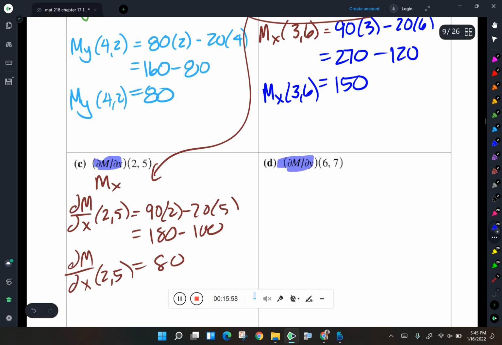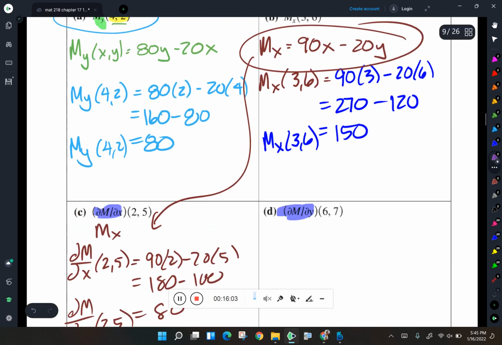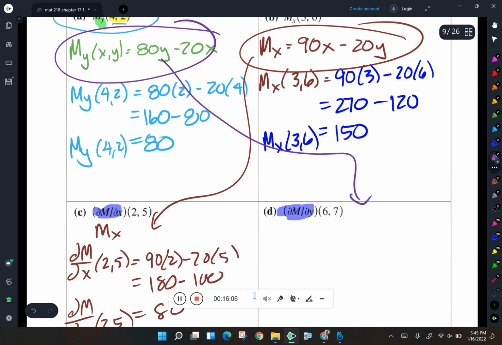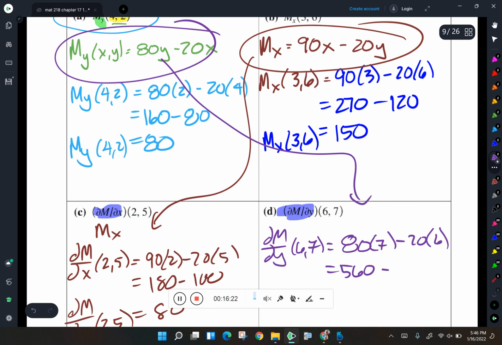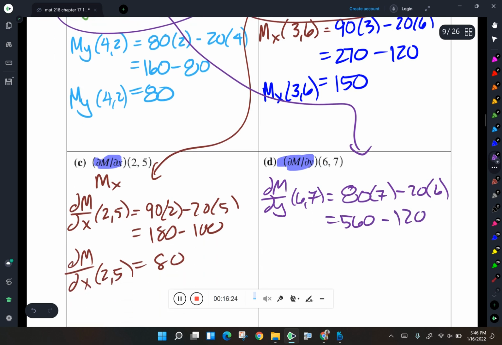Using that exact same logic, doesn't that just mean evaluate the y one? So grab this, evaluate it at 6, 7. So 80 times 7 minus 20 times 6. So 560 minus 120. What is that going to be? 440. So the partial m with respect to y of 6, 7 is 440.